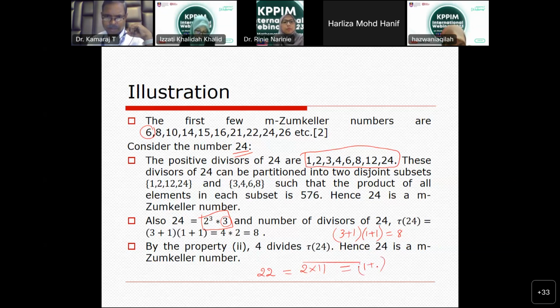And what is 11 power? 11 power also 1. Again 1 plus 1. So 1 plus 1, 2, 2 into 2, 4. So for 22, how many positive divisors do we have? 4 positive divisors. Okay.